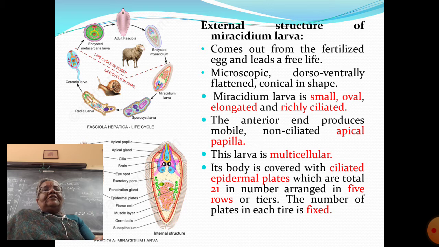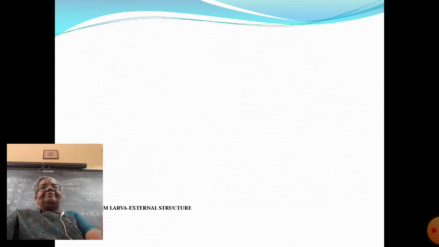Don't get confused. The body is covered with ciliated epidermal plates, and the number of such plates is 21 in number, and they are arranged in 5 rows or tiers, and the number of plates in each tier is fixed. Please remember all this. We shall go to the next slide.